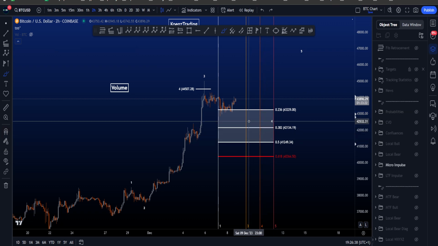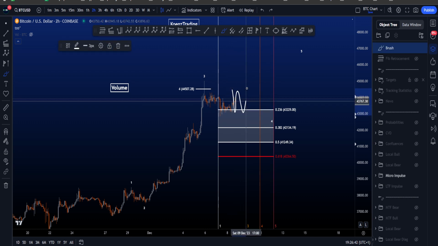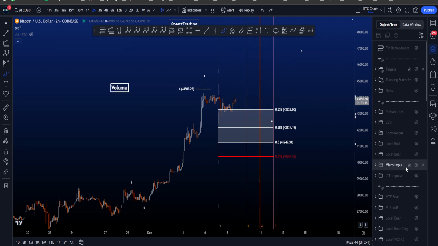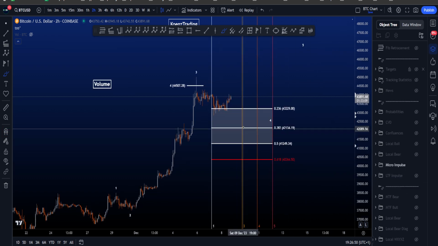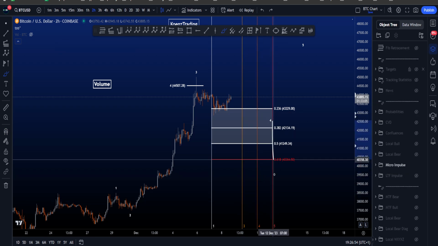And what you don't really like to see is this wave 4 taking too long. The longer this wave 4 is going to take, the higher the probabilities we are in a higher degree yellow wave 4. So over here, what you can see is the dark orange line and the red line.